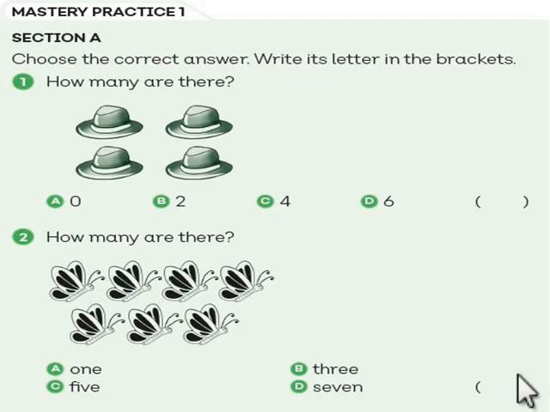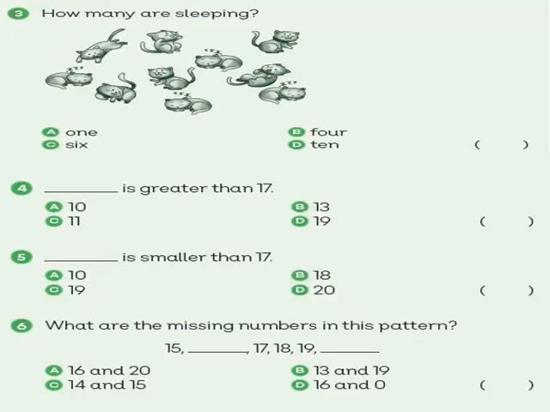Number 3. How many are sleeping? How many cats are sleeping? Do you see the cats sleeping? These are the cats that are sleeping. Okay, how many? Can you count the cats that are sleeping? A, 1, B, 4, C, 6, or D, 10? Write your answer here. Is it A, B, C, or D?